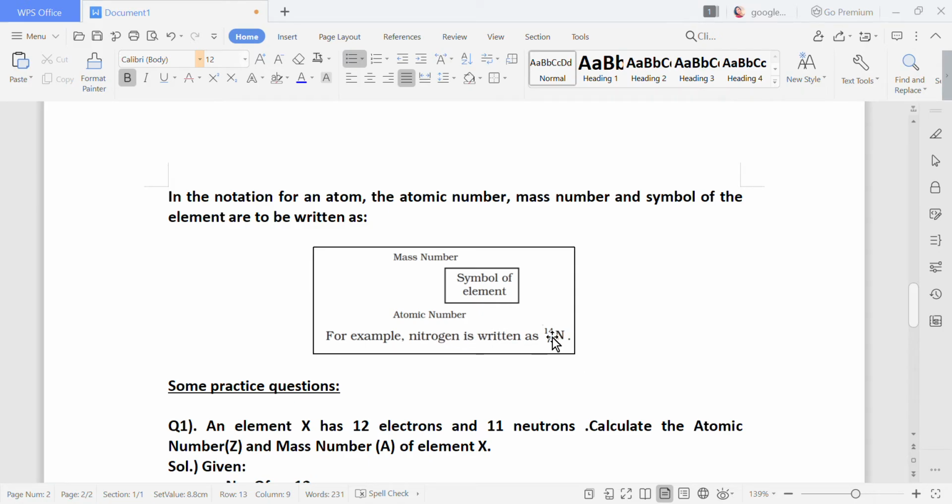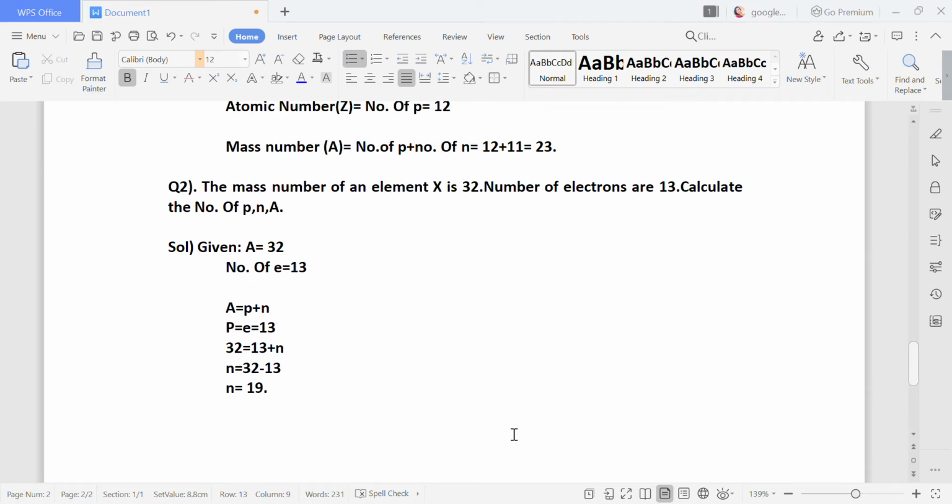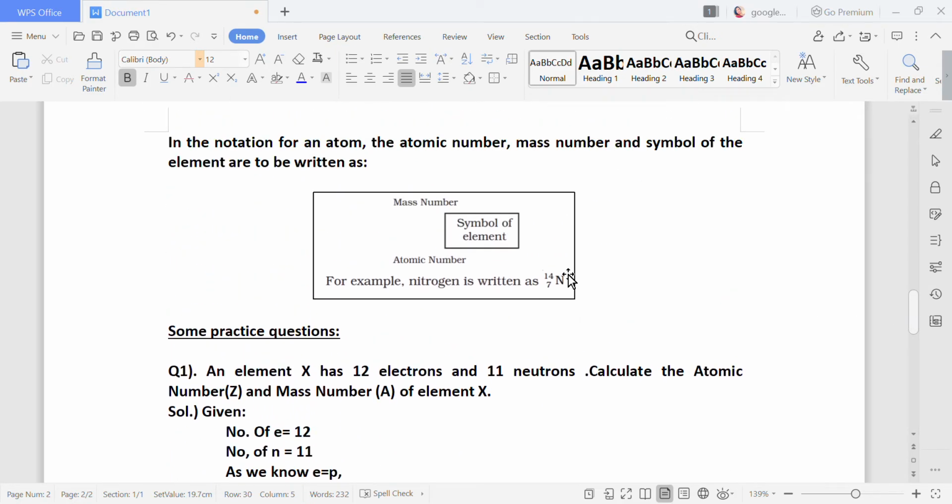So if I give you a question here, suppose let me give you question number 3. I had prepared 2 questions for you, but let me give you a third question here. Suppose this notation has been given to you: 14,7 N. Okay, and if I ask you, children, tell me the atomic number and mass number of this element.